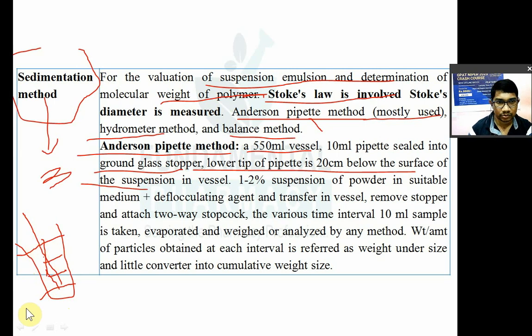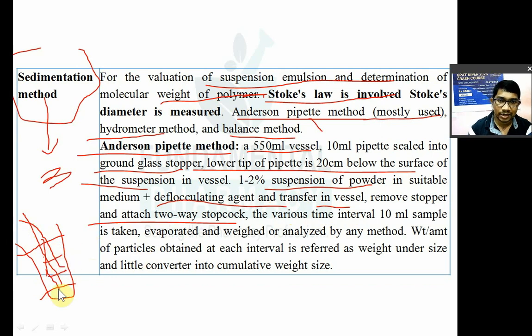ठीक है. Now 1 to 2% suspension of powder is suitable in a suitable medium. You have to prepare and you have to add deflocculating agent if required. Then transfer this solution into vessel. Okay. Remove the stopper and attach two-way stopcock. Stopcock. इसमें एंडरसन पिपेट डालना है आपको. बाद में remove the stopper and attach two-way stopcock.